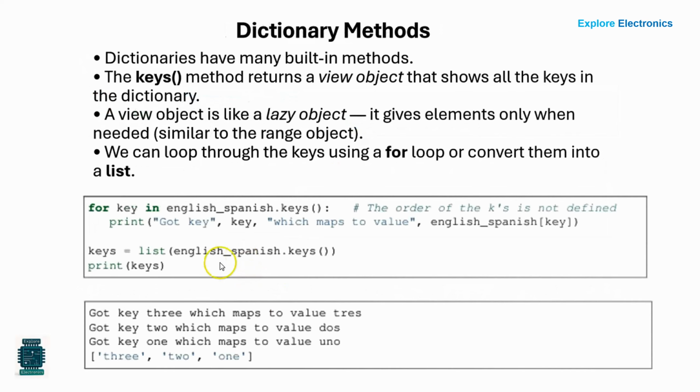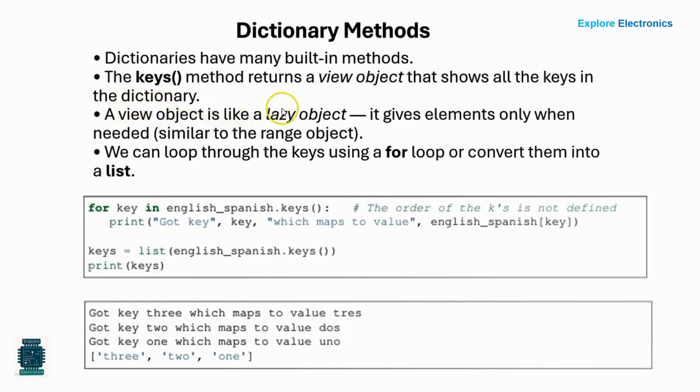After that, I have dictionary methods. What are all the dictionary methods present in Python? Here we have many built-in methods for dictionaries in Python. The keys method returns a view object that shows all the keys in the dictionary. By using the keys method, I can easily access all the keys present in the dictionary. Clear?